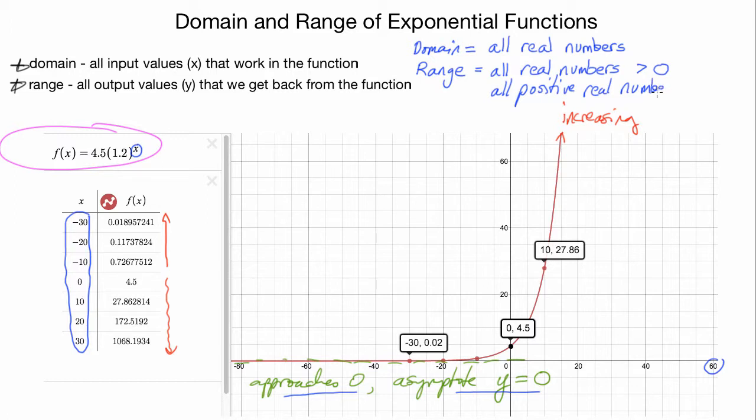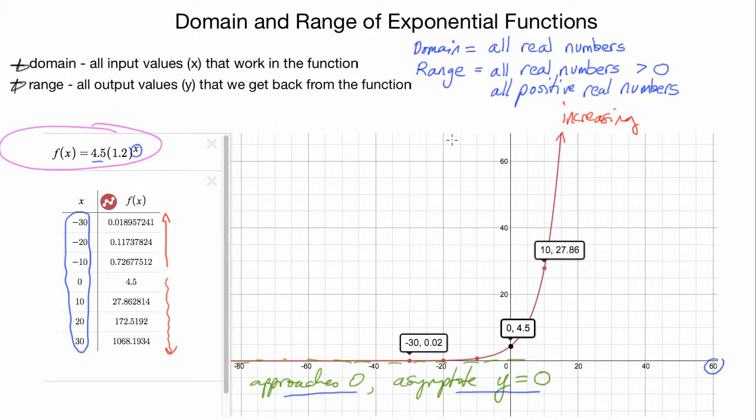And hopefully that makes sense, why it has to be a positive real number. Basically I'm taking 4.5, and if I put a positive exponent in, then I'm multiplying it by a bunch of 1.2s and it gets bigger. But if I put a negative exponent in, remember negative exponents are the opposite of multiplying. So 4.5 times 1.2 to a negative power is basically 4.5 divided by a bunch of 1.2s. As long as I have 4.5 being divided by a positive number, it's always going to stay positive.